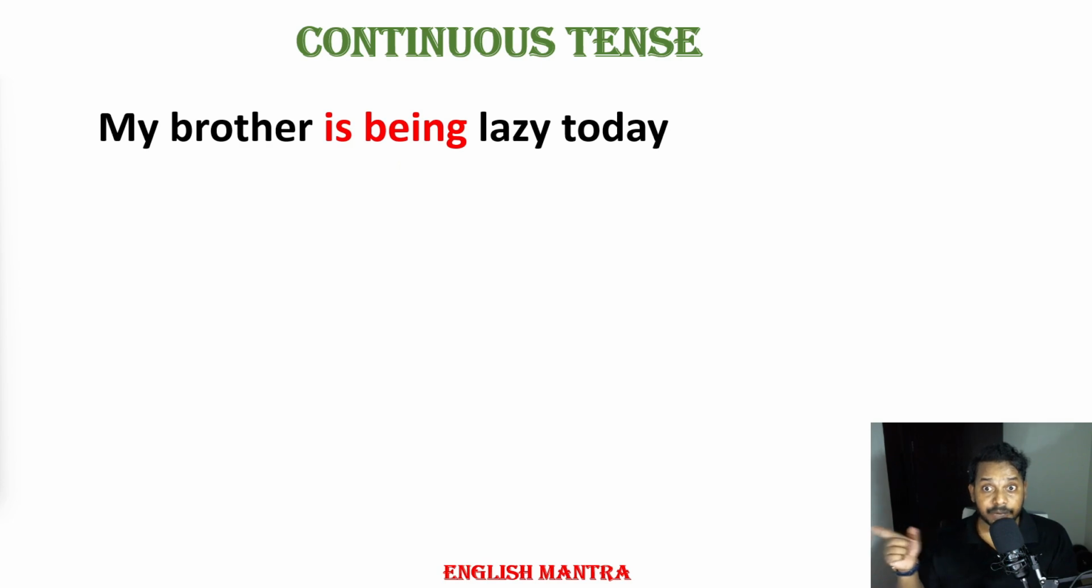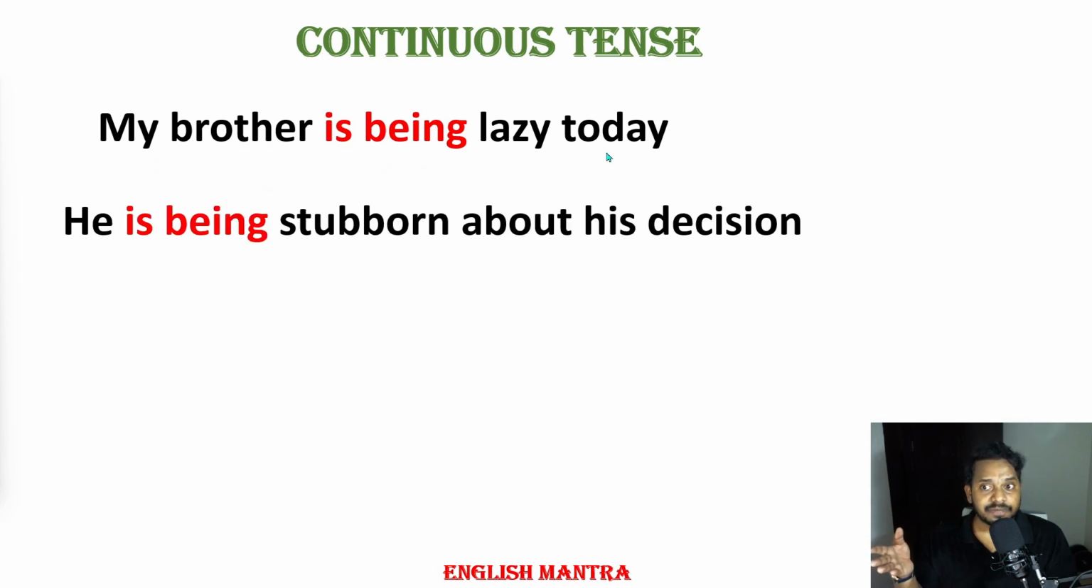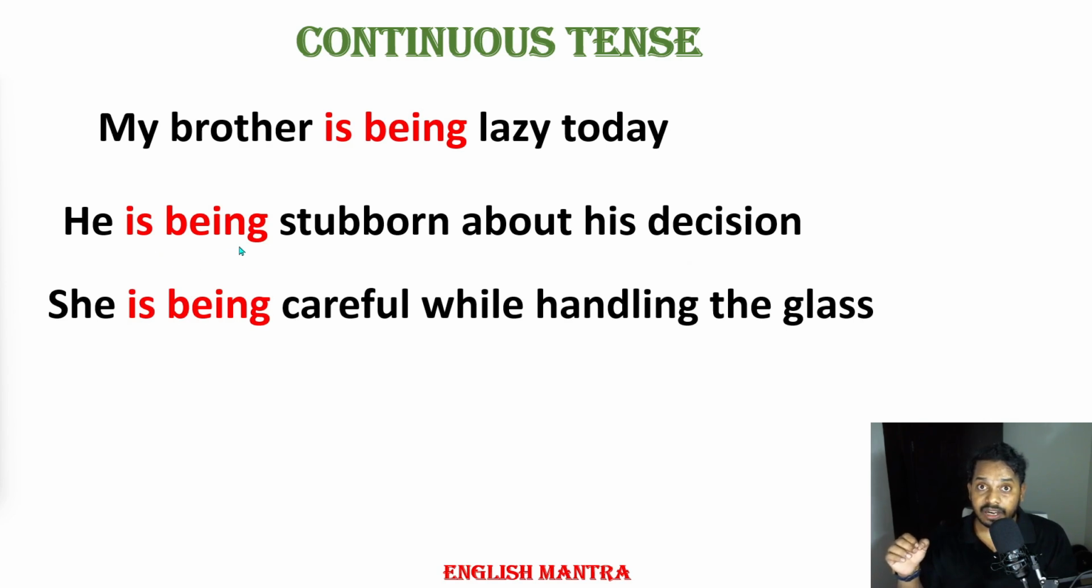Okay, if I say my brother is lazy, that is his permanent characteristic. But if only today he is behaving lazily, then I must say my brother is being lazy. Okay, he is being stubborn about his decision. Here also that characteristic is temporary. Okay, she is being careful while handling the glass. I'm talking about her action while she is handling the glass. At that time only she was being careful. Okay, I'm talking about temporary behavior.